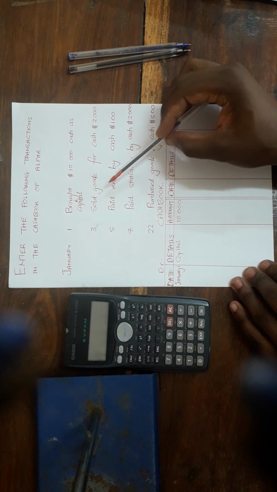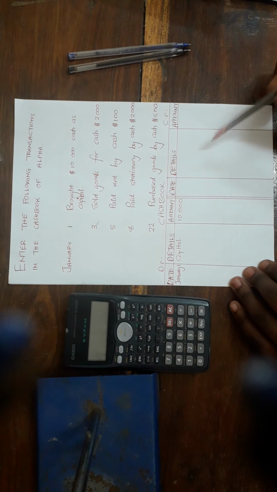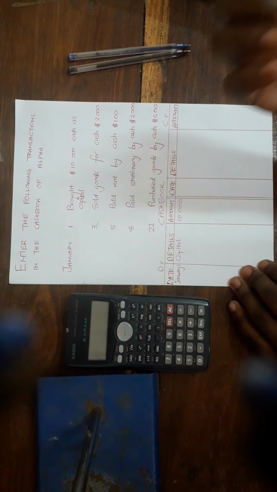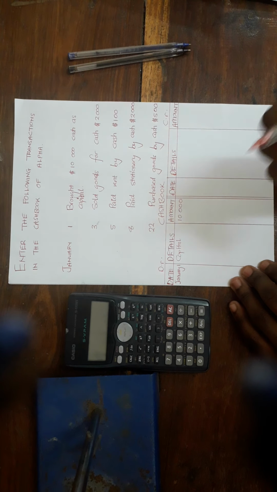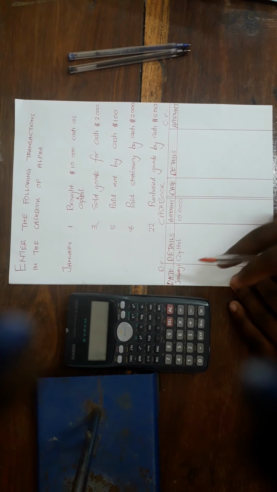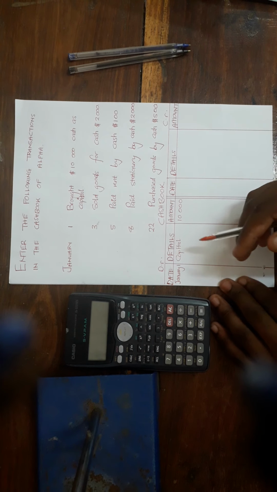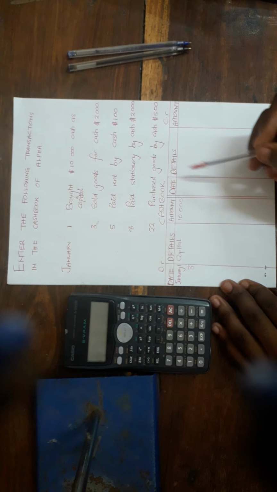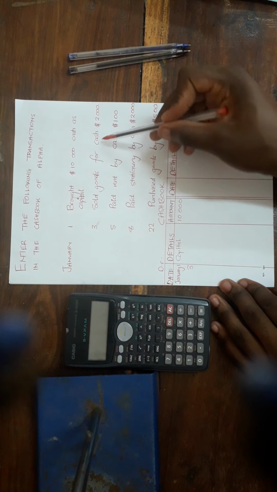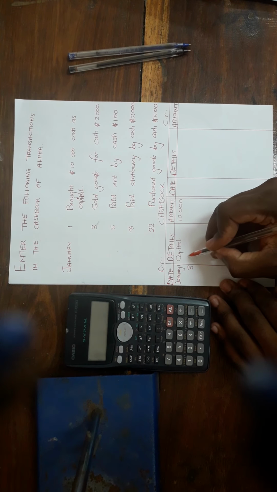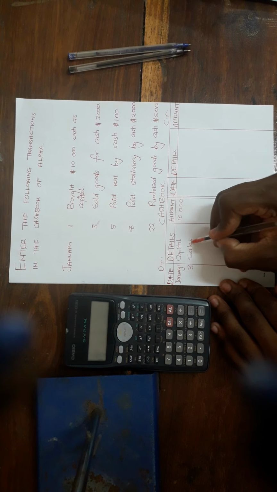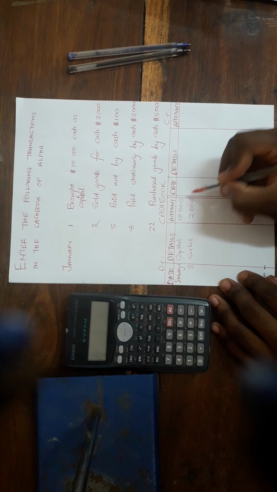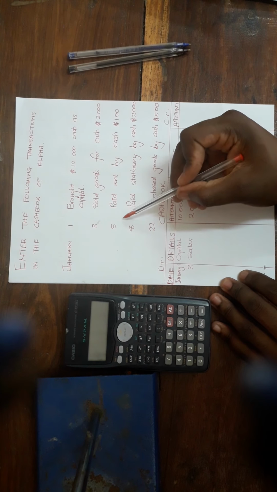On January 3, sold goods for cash 2,000. We sold goods and we received cash. So money is coming into our business, we are receiving money. Which side do we record? Obviously the debit side, because we are receiving. The date is January 3. These are sales, so under description, you write sales. How much is it? 2,000. We move on to the next transaction.